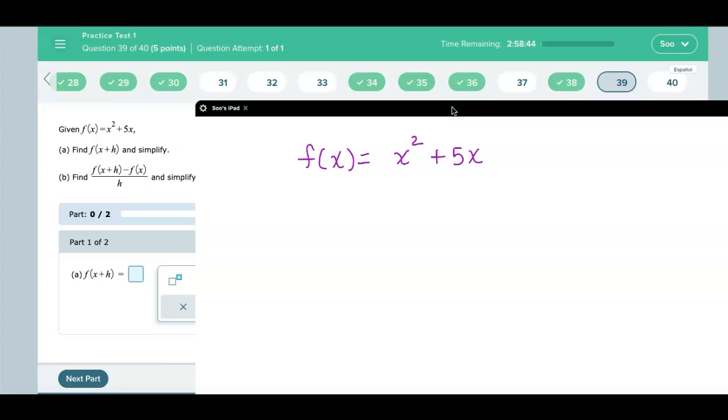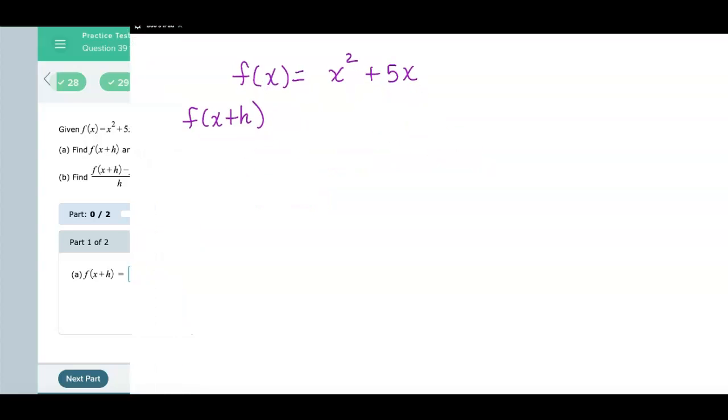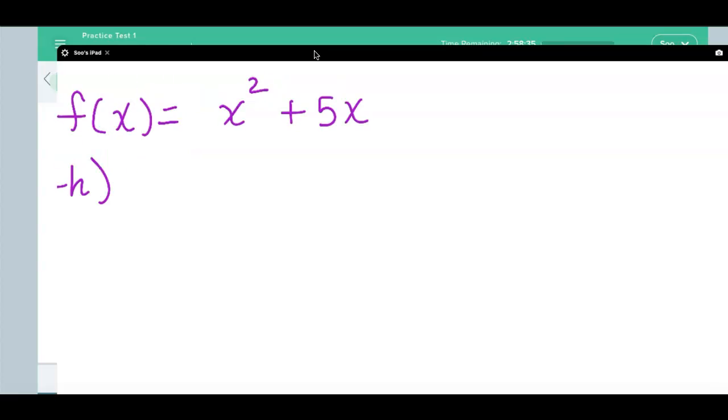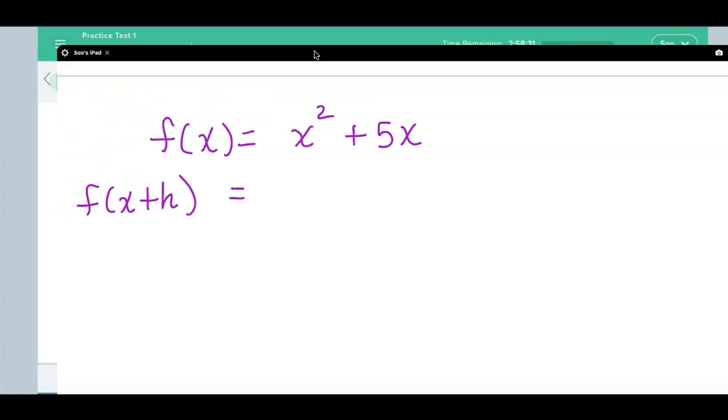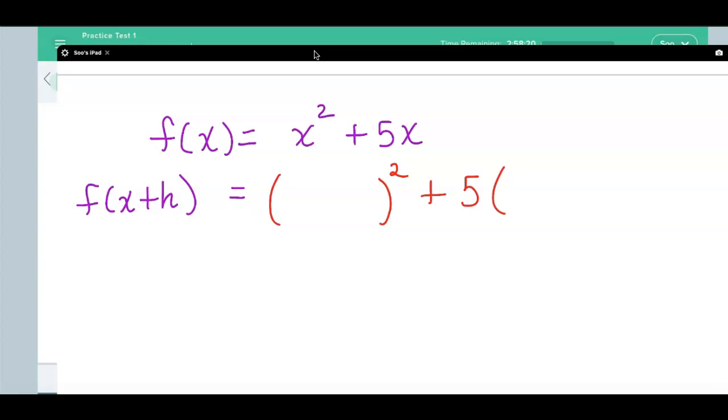Part A is asking you to find f of x plus h. I'll tell you how to do this very easy, okay? This is how I do this. Look. If you want to do this, wherever you see x, I want you to draw parentheses. This is what Dane and Grossman and I figured out. Like this makes it easy.